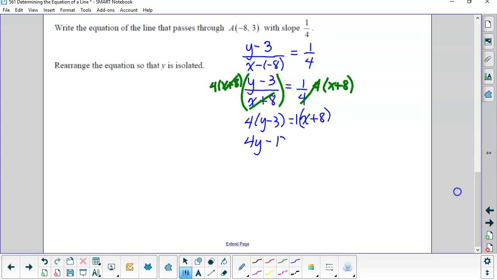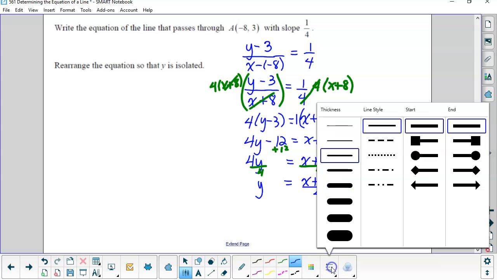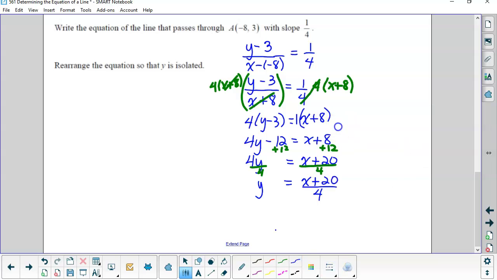First of all, expand out, get rid of the brackets. Add 12 to both sides, so that's going to be x plus 20. And then divide by 4. So here we added 12, we divided by 4. Now, this form, that's the equation, okay?